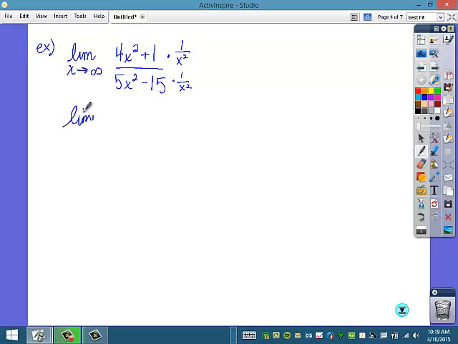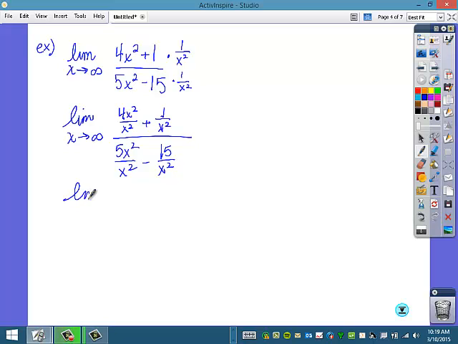I have the limit as x approaches infinity of 4x squared over x squared plus 1 over x squared over 5x squared over x squared minus 15 over x squared. Simplify. Limit as x approaches infinity. The x squareds cancel out, giving me just 4 plus 1 over x squared over x squareds cancel out, leaving you just 5 minus 15 over x squared.